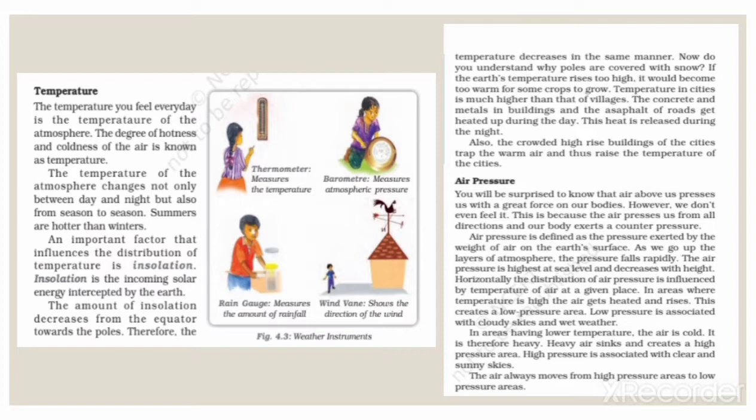Low pressure areas mean the air is hot and it rises up. Low pressure areas have cloudy skies and wet weather. Higher pressure areas have cold and heavy air. High pressure is associated with clear and sunny skies. Air always moves from high pressure areas to low pressure areas.